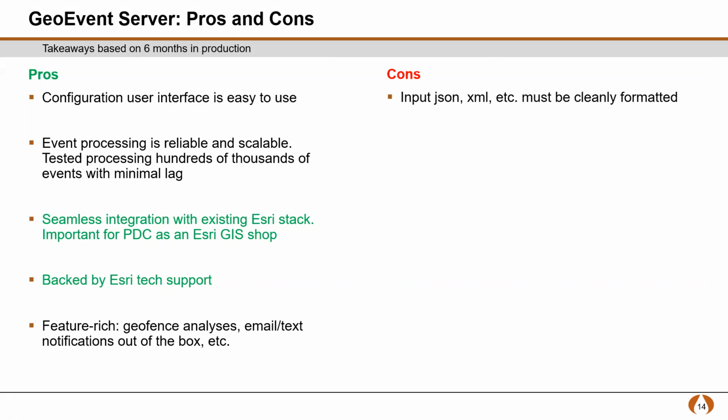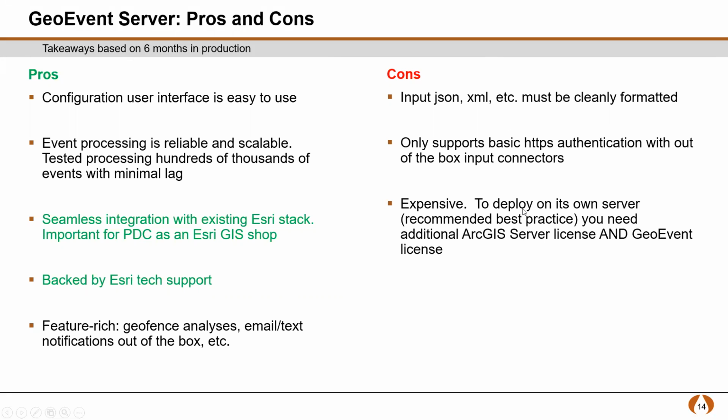Some of the cons, we kind of already hit on some of these. You won't be able to just throw any JSON input at GeoEvent. It does need to be cleanly formatted. It only supports basic authentication with the input connectors. That's kind of a big one. You could do a Python workaround or some customization within GeoEvent to solve that, but I'd rather see that out of the box, like the token authentication.